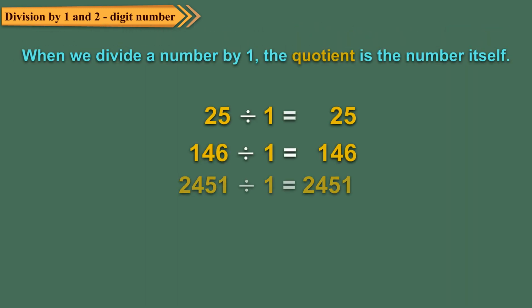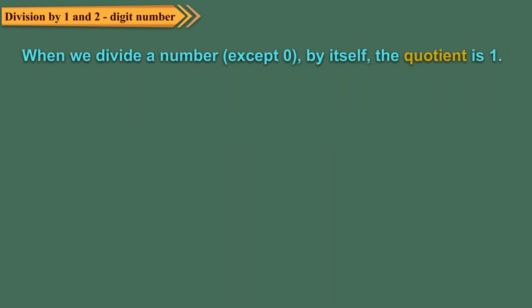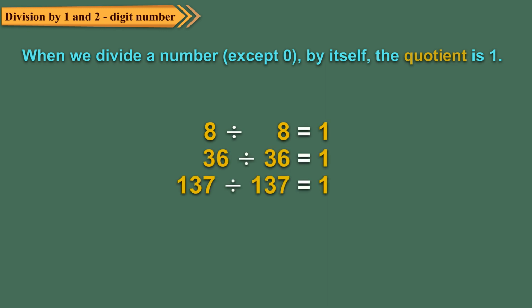When we divide a number by 1, the quotient is the number itself. For example, on dividing 25, 146, 2451 by 1, the quotients are 25, 146 and 2451 respectively. When we divide a number except 0 by itself, the quotient is 1.